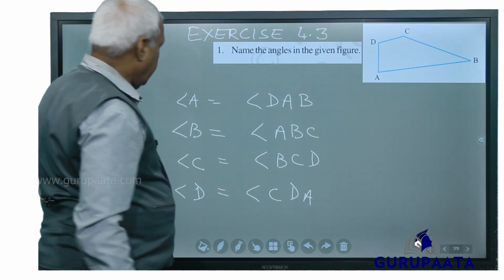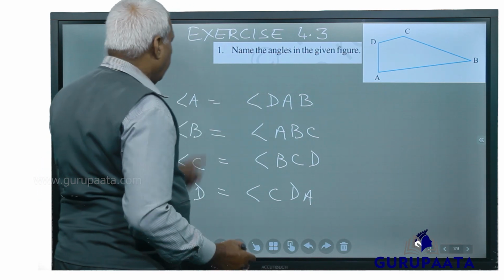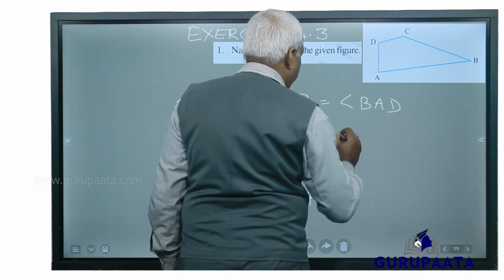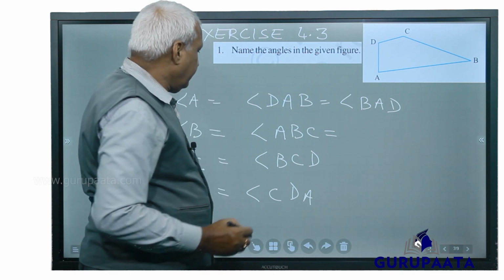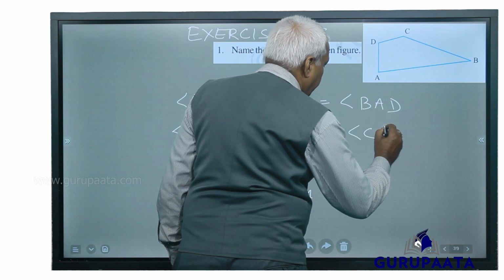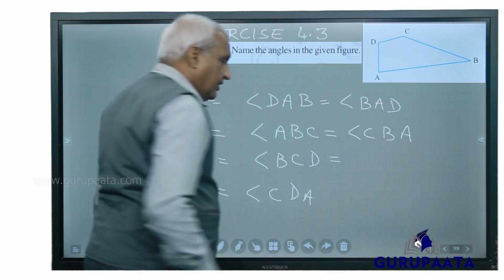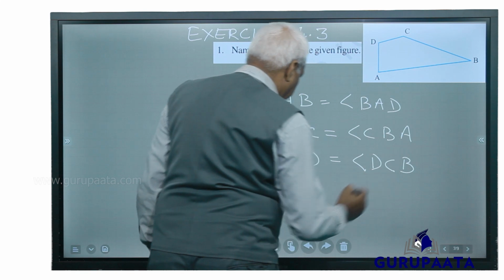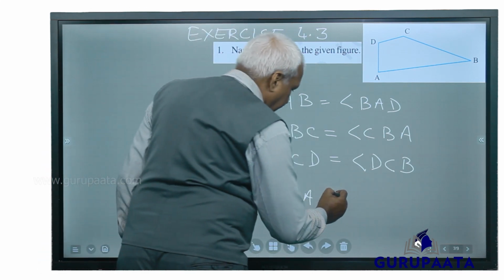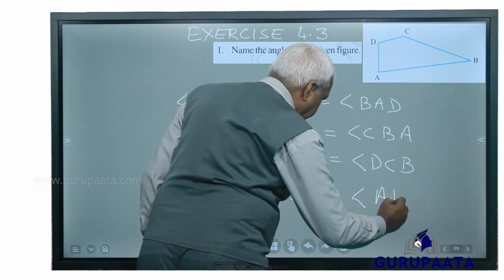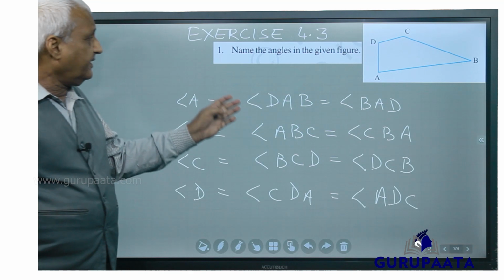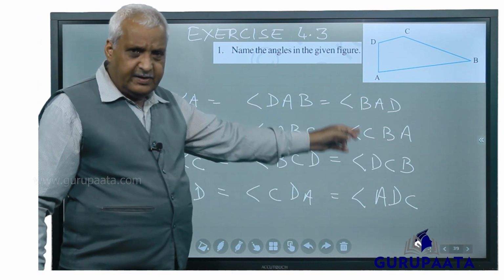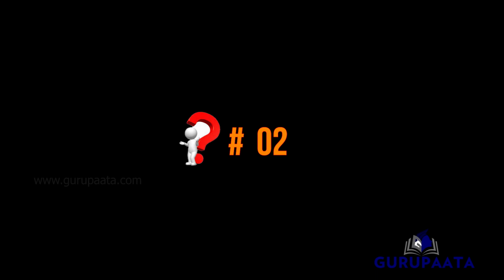Okay. ABCD. So angle A also can be written as angle BAD. This angle B also can be written as angle CBA. This angle C also can be written as angle DCB. And angle D also can be written as angle ADC. So there are 4 angles in the figure, and they are like that. You can write either in this pattern or in this pattern. We will go for the second question.